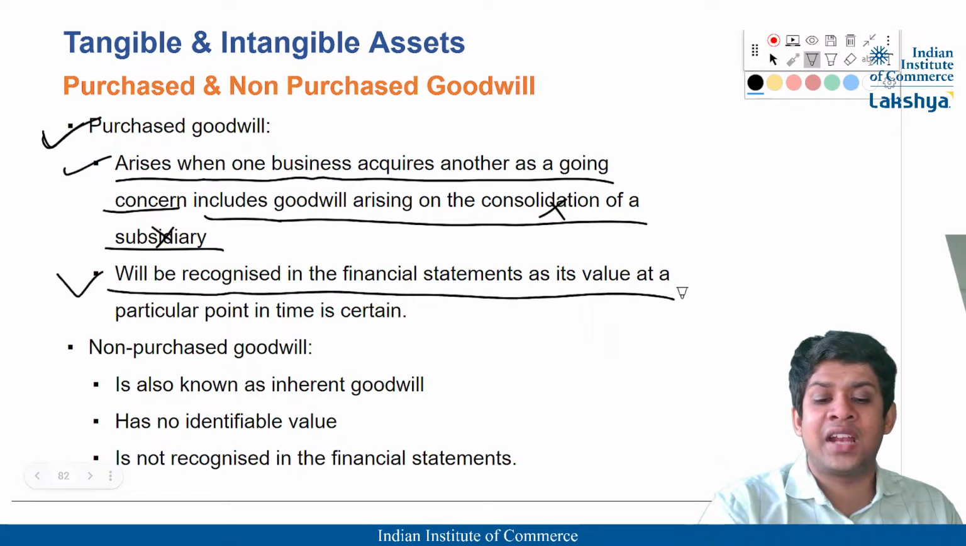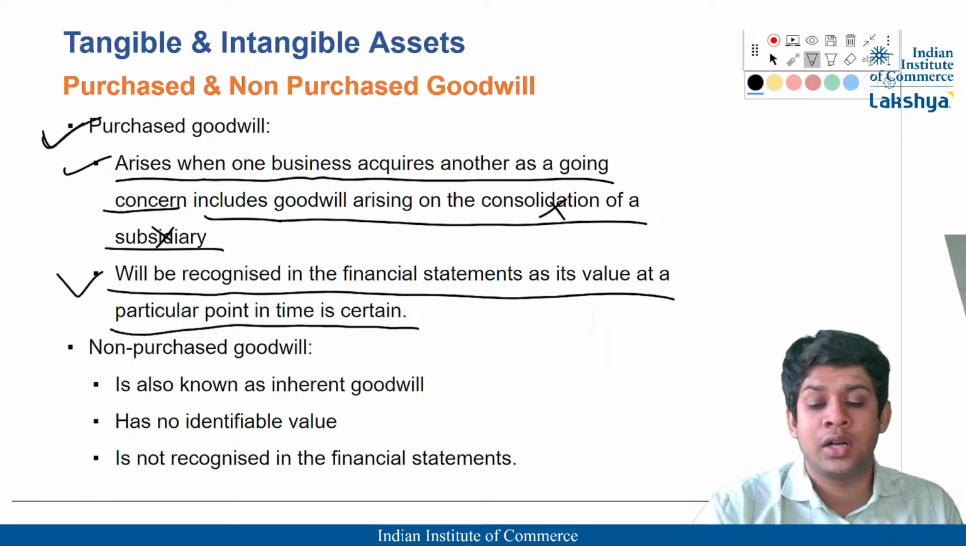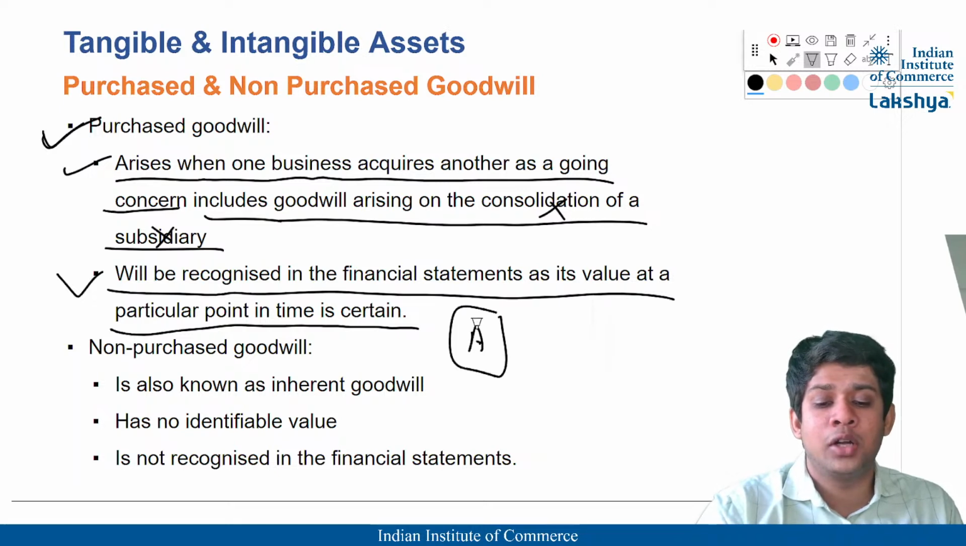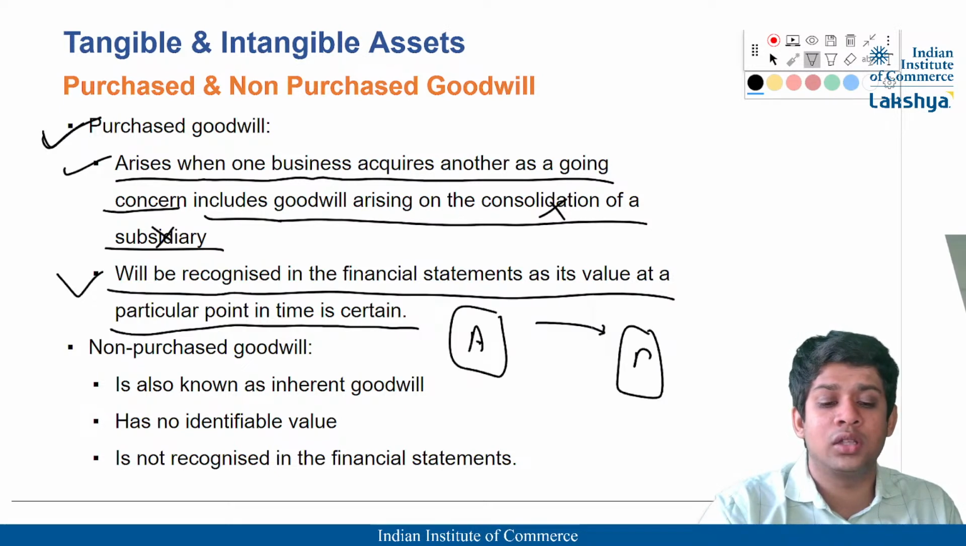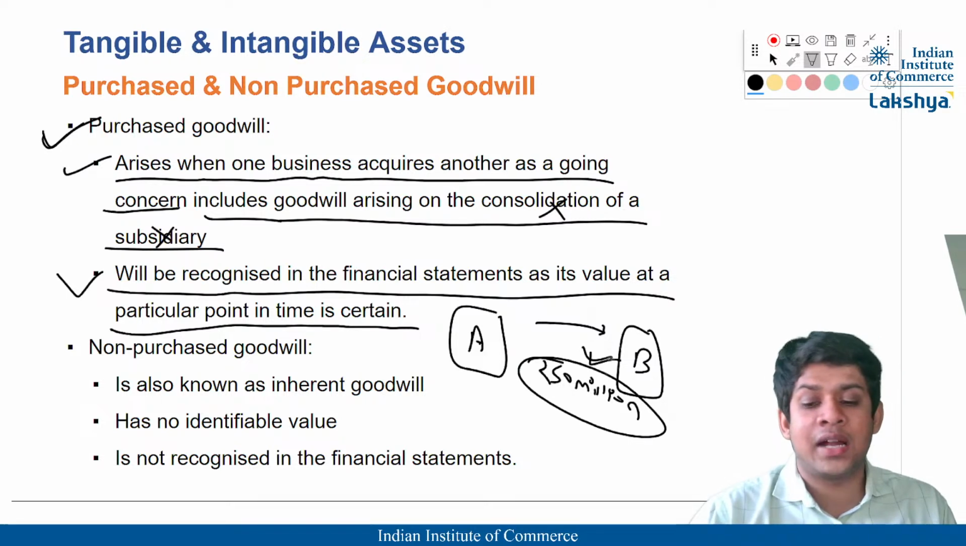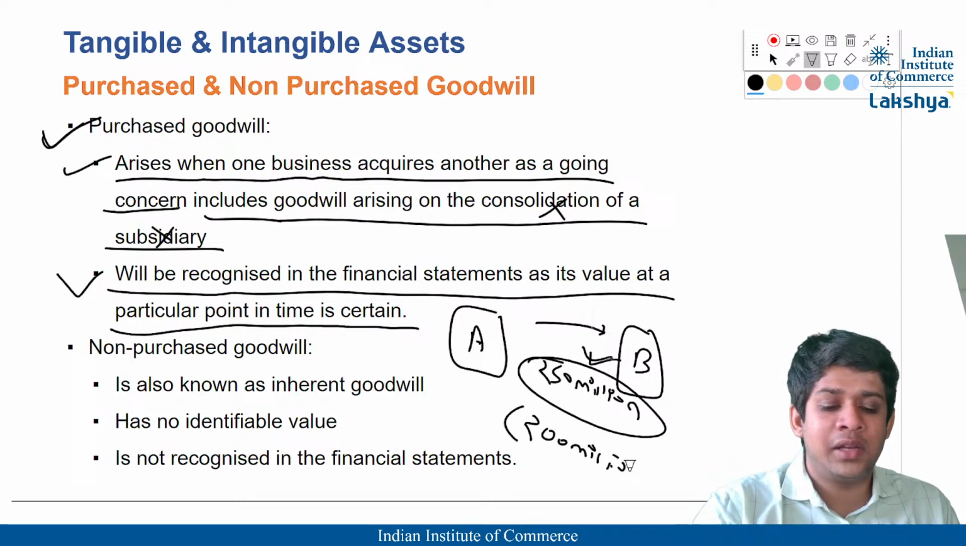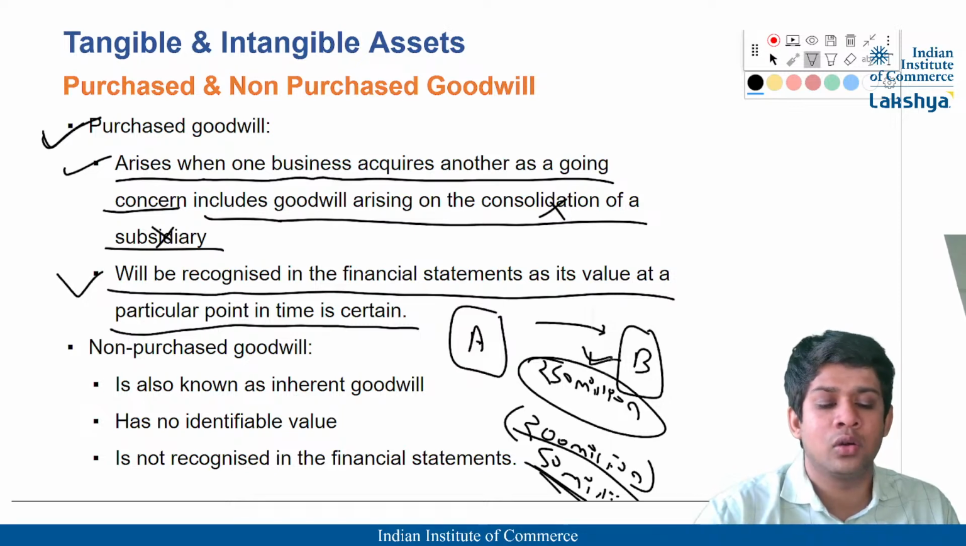Its value will be recognized in the financial statements at a particular point in time, as the value is certain. Right? As I told you, company A purchased company B at its worth, maybe say 250 million. So that means company A has put a worth on company B of 250 million. Then you can consider goodwill, not the whole 250 million. Maybe the company had assets of 200 million. So that means the additional amount paid is 50 million, and that additional amount is the goodwill. Okay.